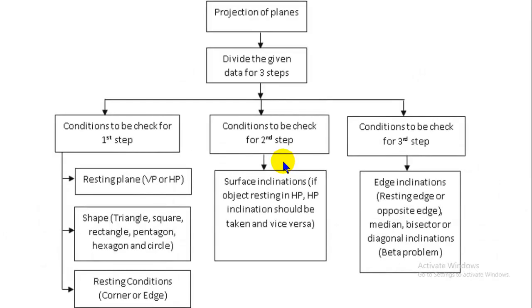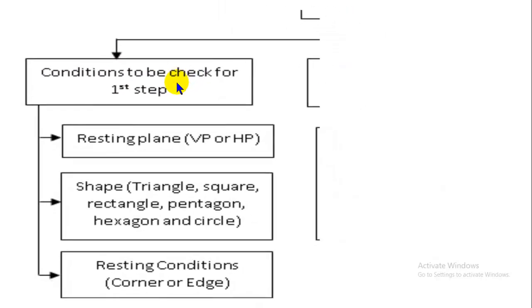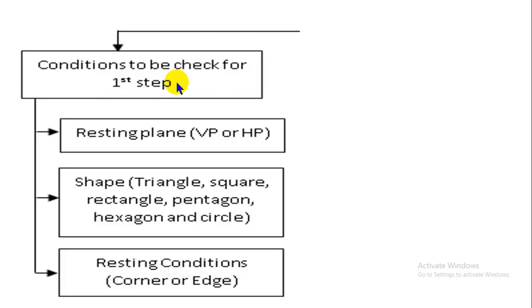As I made a tree here, in this tree we have to divide the data into 3 steps. When we get a projection of planes question, we need to divide the data into 3 steps. So what are these three steps? That is a condition for the first step, second step and third step. So what are the things we need to check for the first step? In the first step we will check the resting, which plane it is resting, whether the plane is resting in VP or resting in HP. That we need to analyze.